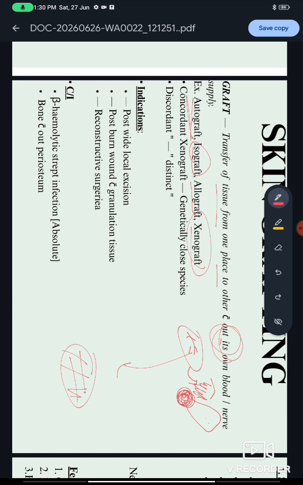Next is xenograft. It is from different species. For example, pigs and kettles. Next is concordant. Xenograft is genetically close species. Discordant is genetically distinct species.